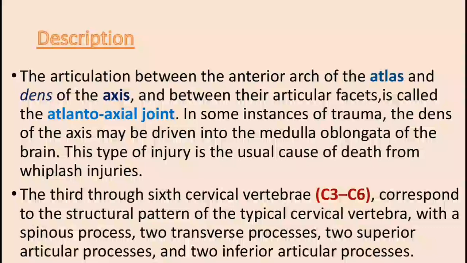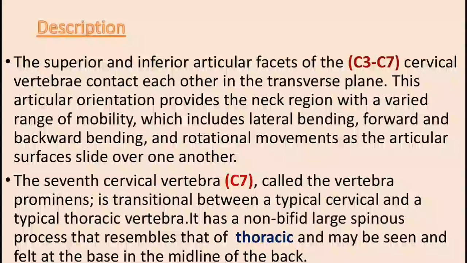The third through sixth cervical vertebrae correspond to the structural pattern of a typical cervical vertebra with a spinous process, 2 transverse processes, 2 superior articular processes, and 2 inferior articular processes. The superior and inferior articular facets of cervical vertebrae C3 through C7 contact each other in the transverse plane. This articular orientation provides the neck region with a varied range of mobility, which includes lateral bending, forward and backward bending, and rotational movement, as the articular surfaces slide over one another.